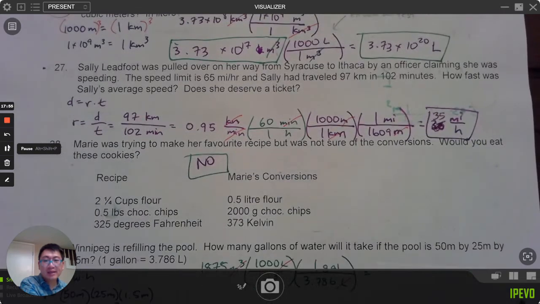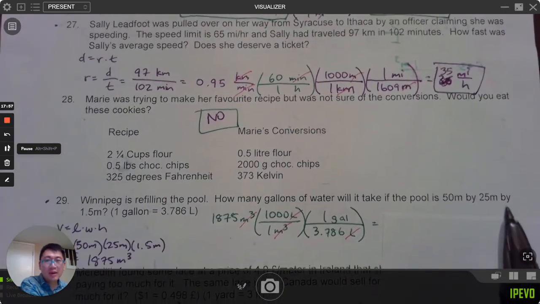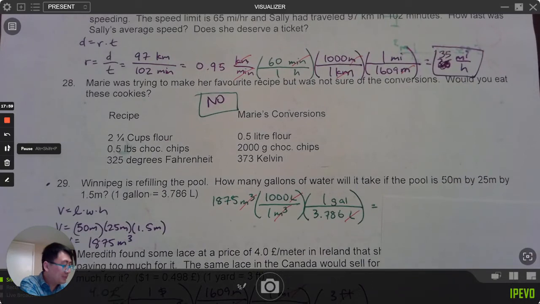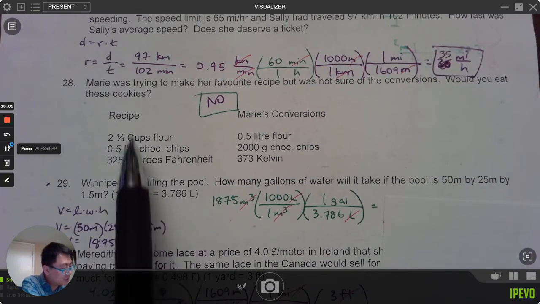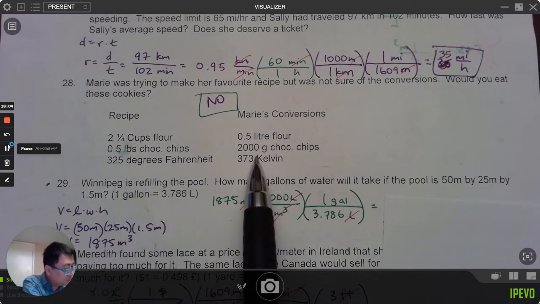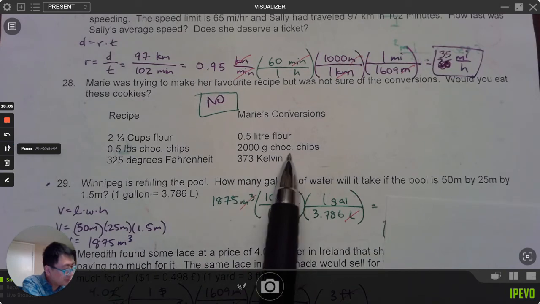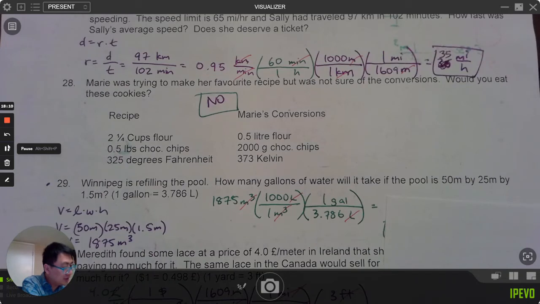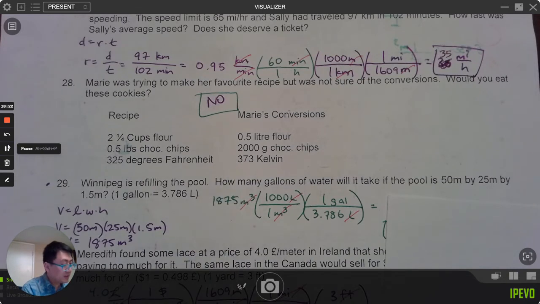Okay, question number 28. Quick answer, no. Would I eat this? Well, maybe you would say, yeah, I'll eat this because it's just full of chocolate that melted. Heating something at 373 kelvins is 100 Celsius. So you're going to basically melt all 2 kilograms of chocolate and not that much flour. So it's not the right ratio in any way.